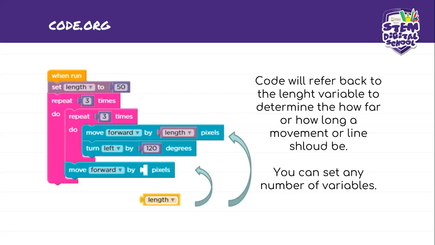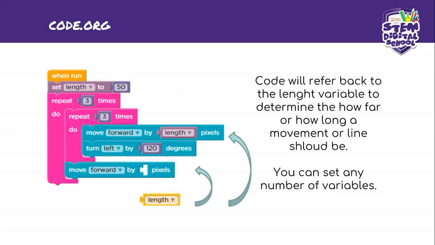unless we change it somewhere else in our code. Now, this will be the same. Every time we use the length puzzle block, here we can see it, we drag it in, it will refer back to the value we set on top. So the value for the line is 50.